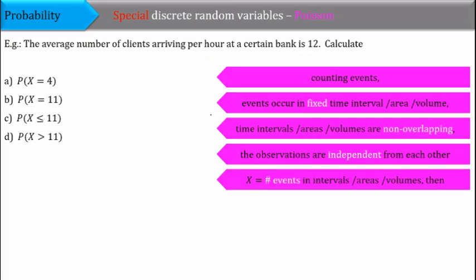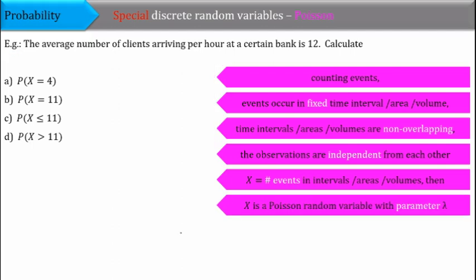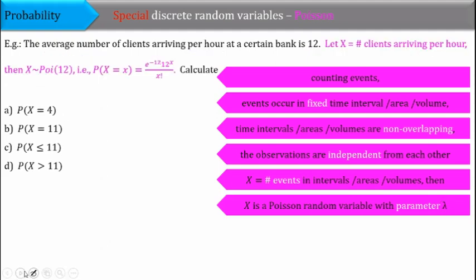Since we have all of these properties in our example, that means that we are looking at a Poisson distribution. So we'll let x be the number of events, and that means x will be Poisson with parameter lambda. Now lambda is given to us. It says here that the average number of arrivals per hour, which is my interval, is 12. So if we add that information, x will be the number of clients arriving, so x is Poisson with parameter 12, and it has this PMF over here.